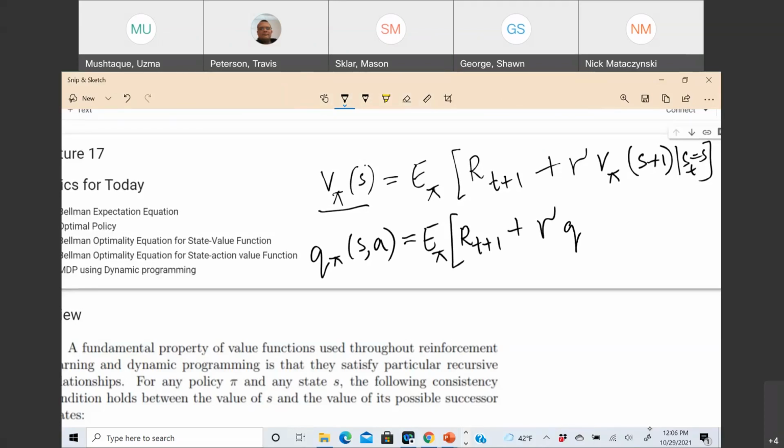Discounted value Q sub pi S t plus 1, A t plus 1. I'm going to talk through all of this given I am in state S and given the action that I'm taking is A.